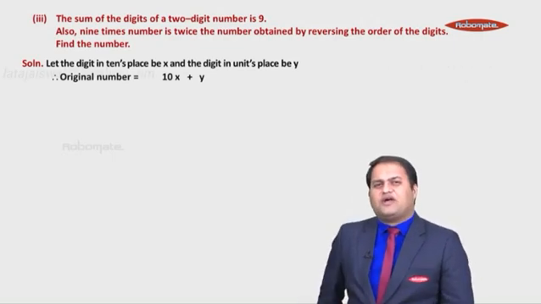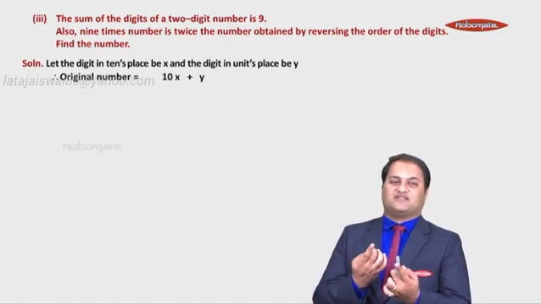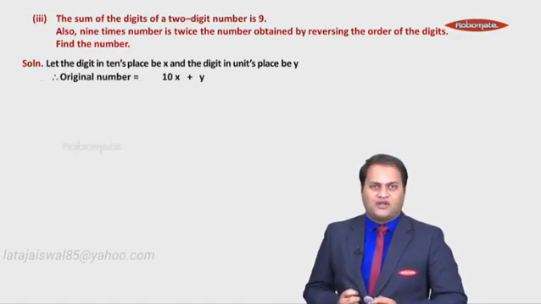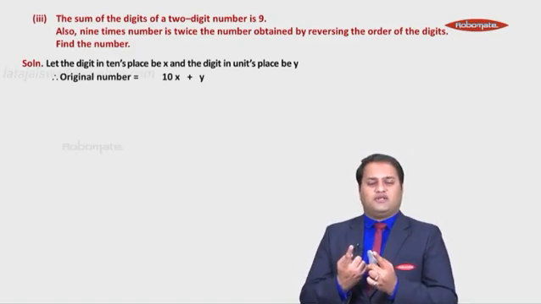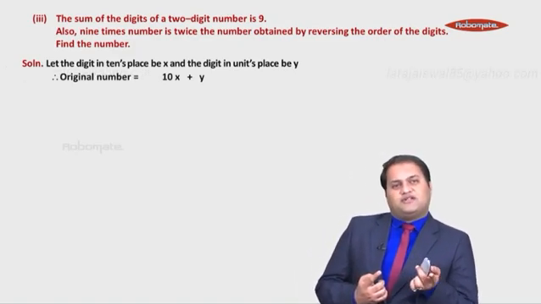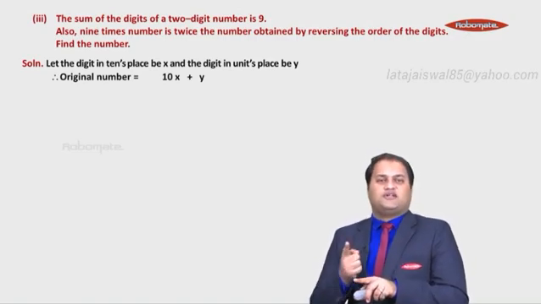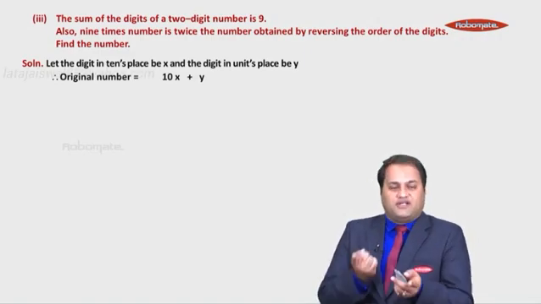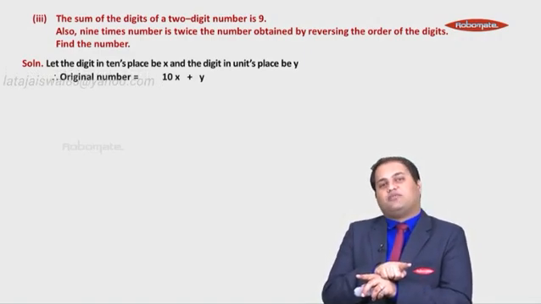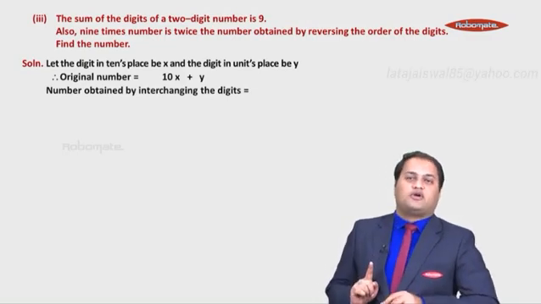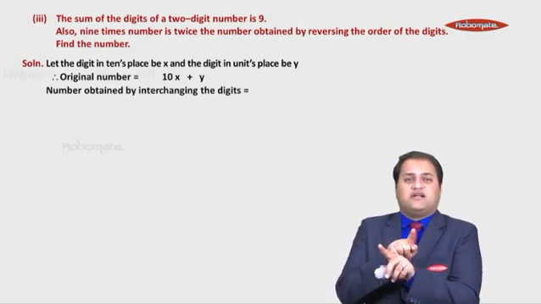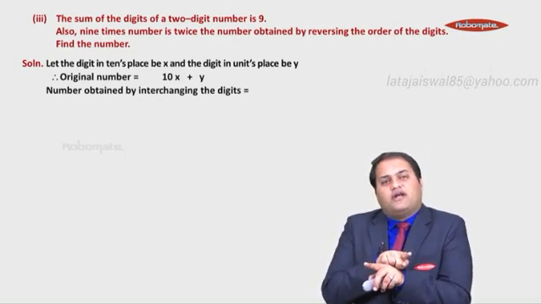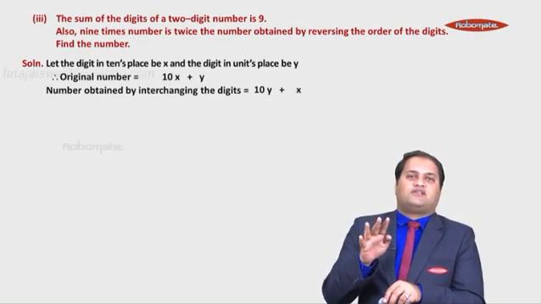While reading the sum, you must have come across one more thing, reversing the order of the digits. What do you mean by reversing the order of the digits? Reversing the order of the digits means the tens place digit goes to the units place and the units place digit comes to the tens place. So 10x plus y, after interchanging, after reversing, becomes 10y plus x. So that is one more important thing, the number obtained by interchanging the digits. First it was 10x plus y, now the digits got interchanged, it is 10y plus x.